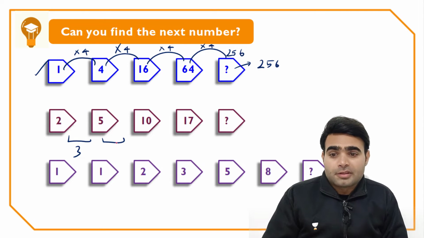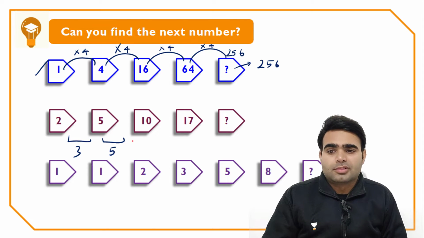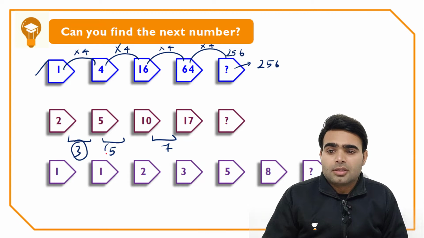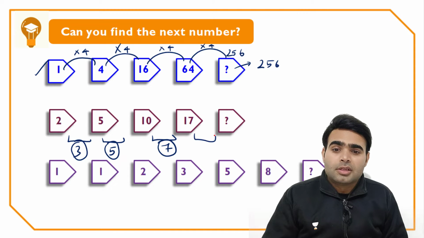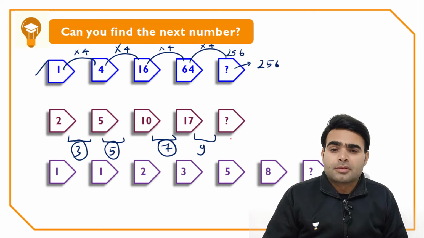Okay, let us think about it. You can see one thing, that 5 plus 5 is 10. So this is 5 difference, this is 7 difference. You can see that these are odd numbers, right? 3, 5, 7. Then can you predict the next number? It should be a difference of 9. Okay, what? 17 plus 9, what? 26. So this should be 26.